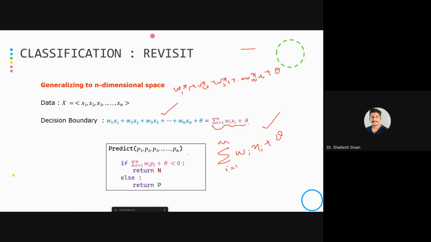Then how will you create the decision boundary? See, if there are new points p1, p2, up to pn, substitute p1 for x1, p2 for x2, p3 for x3, and so on up to pn for xn. Finally, if you get a negative value, then we can say that point is a negative observation, otherwise it is a positive observation. Are you getting it? Is it clear? Yes, sir.